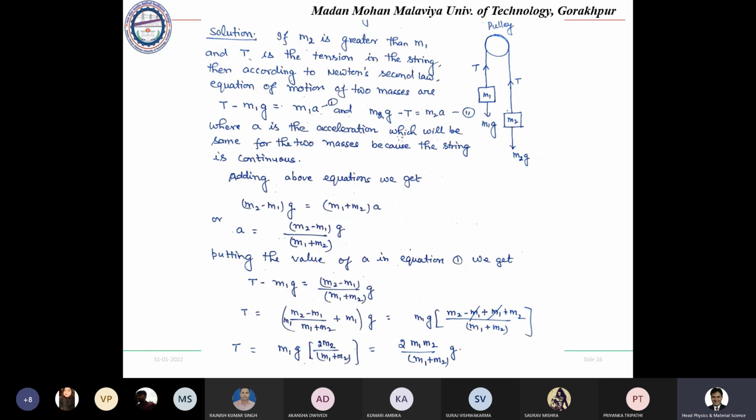That's why the same string is there, and that's why the same tension will be there. So T is the tension in the string, then according to Newton's second law of motion, for the two masses, T1 minus m1g is equal to m1a. Actually the motion of m1 and the motion of m2 will be defined in terms of the unbalanced force between their weight and tension. According to that, they will go in the upward direction or the downward direction.